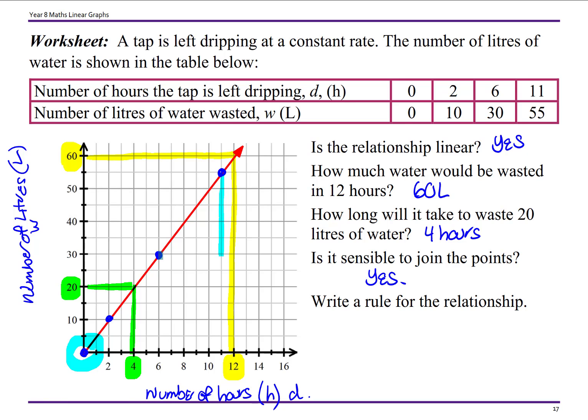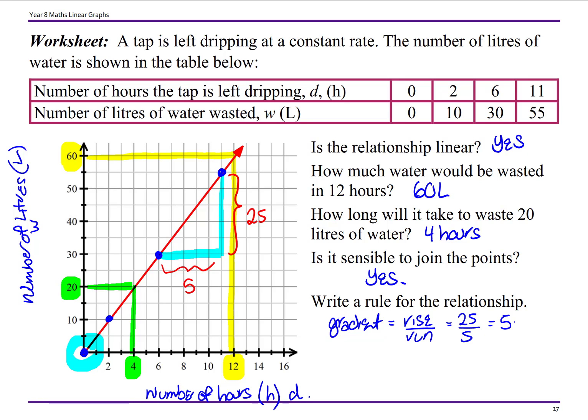So our gradient, if we draw a line here, we can have a triangle. Our rise is going to be 10, 25. So that's our rise. And our run is from 6 up until 11, which is 5. Okay, so our gradient, or our rate, is rise over run, which is 25 over 5, which is 5, and it is positive.